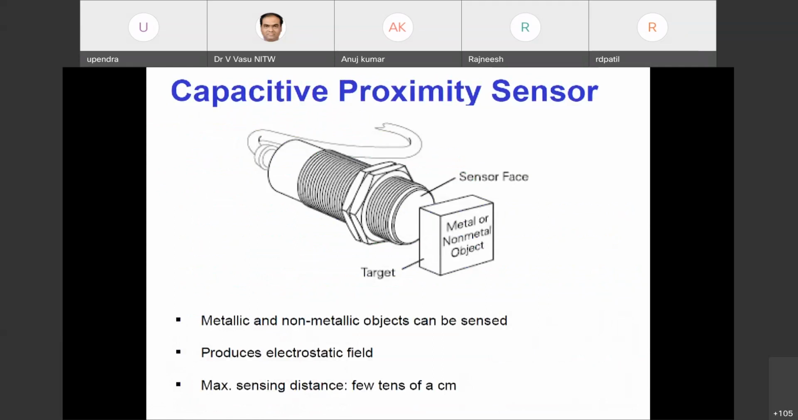Okay, so next is the capacitive proximity sensors. These can detect both metal and non-metal objects. Okay, and the sensing distance can be a few hundred centimeters.